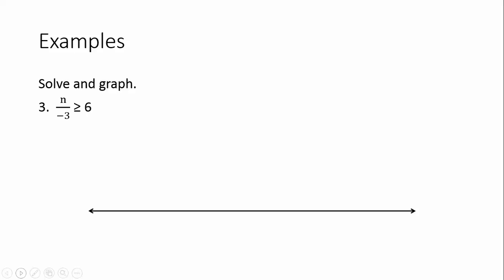Number 3, we have n divided by negative 3 is greater than or equal to 6. So this is division. Remember that the opposite operation would be multiplication. So we want to multiply both sides by negative 3. When you multiply by a negative, same as division, like the first example, we have to flip the symbol. So if we're multiplying by a negative, we're flipping the symbol. The negative 3's cancel out, we're left with n is now less than or equal to negative 18.